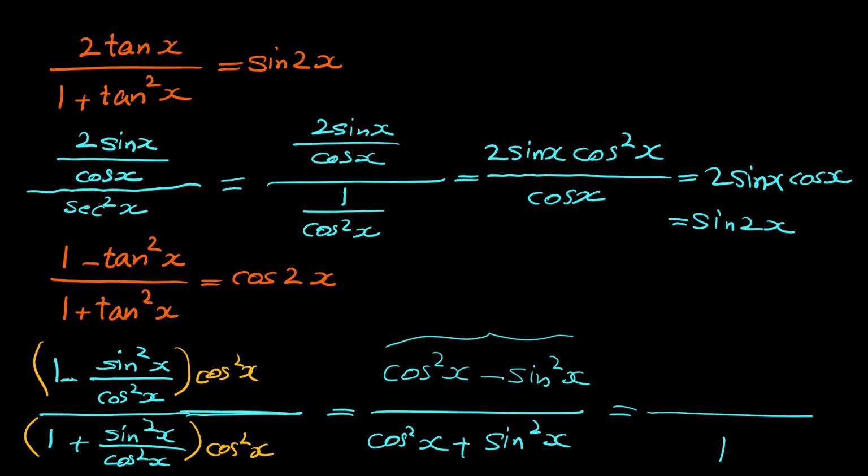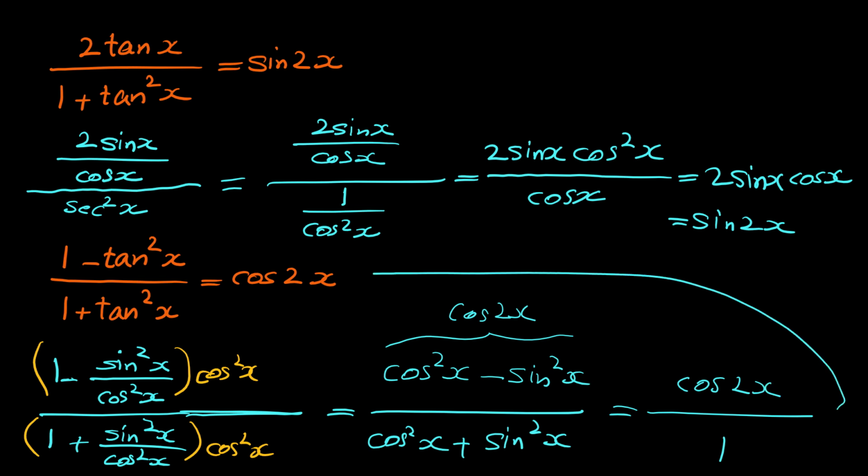If you remember, this is exactly cosine of 2x. And cosine of 2x over 1 is cosine of 2x. We got to the other side. So this completes the proof of this identity.